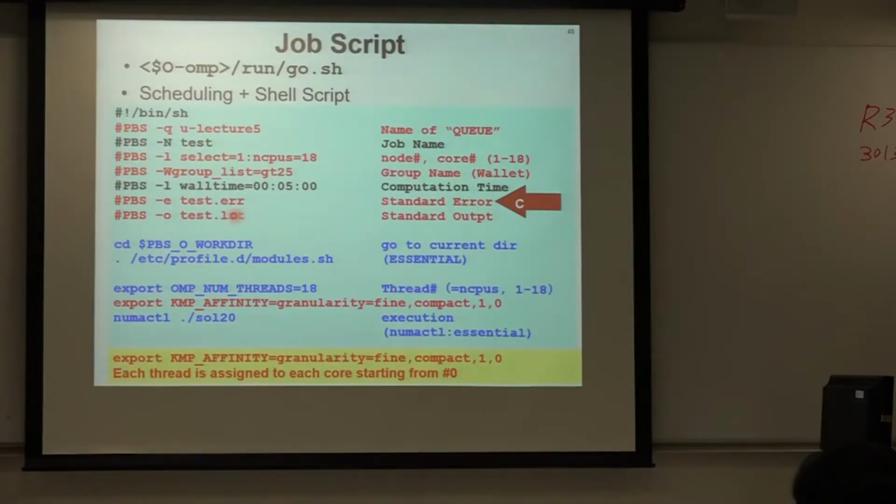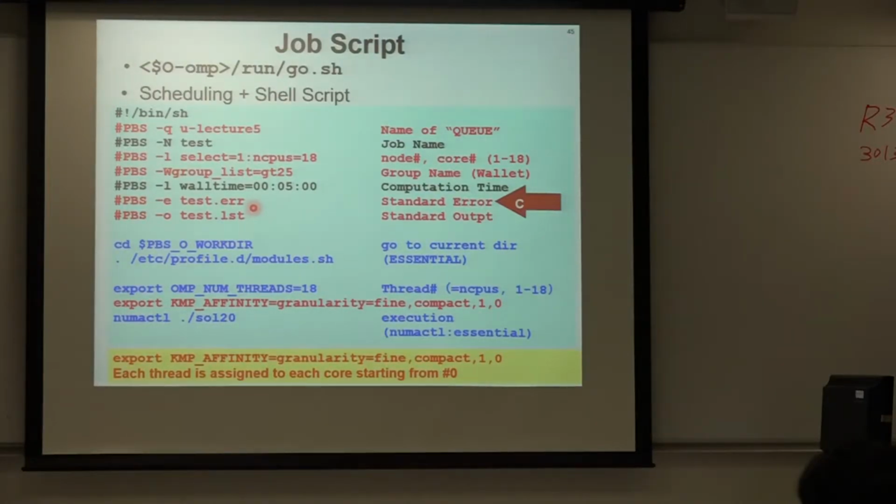And the next two lines, minus e and minus o, show the standard error and the standard output. You can change the name of the file, so if you run multiple runs, every time you can change the name of the output file. In the case of the C code, your output is written to the standard error. If you'd like to change that, you can change the code, but the default is the standard error. In the Fortran case, it will be output to the standard output. So please be careful about that.